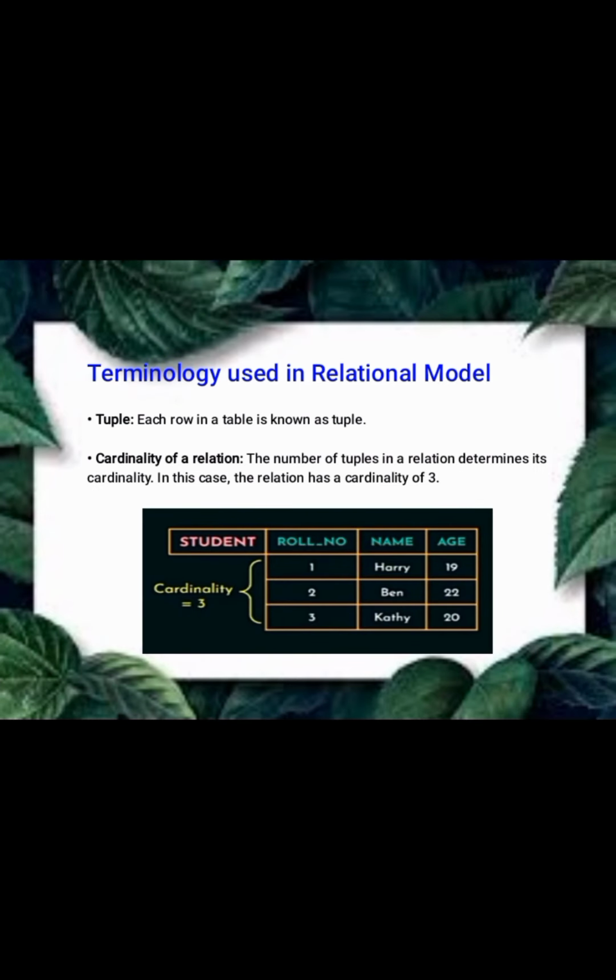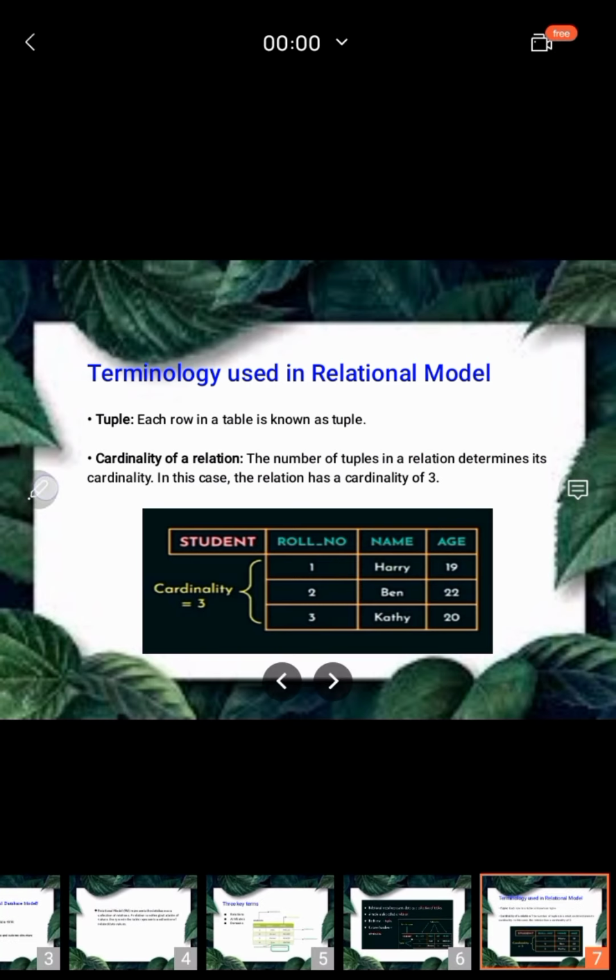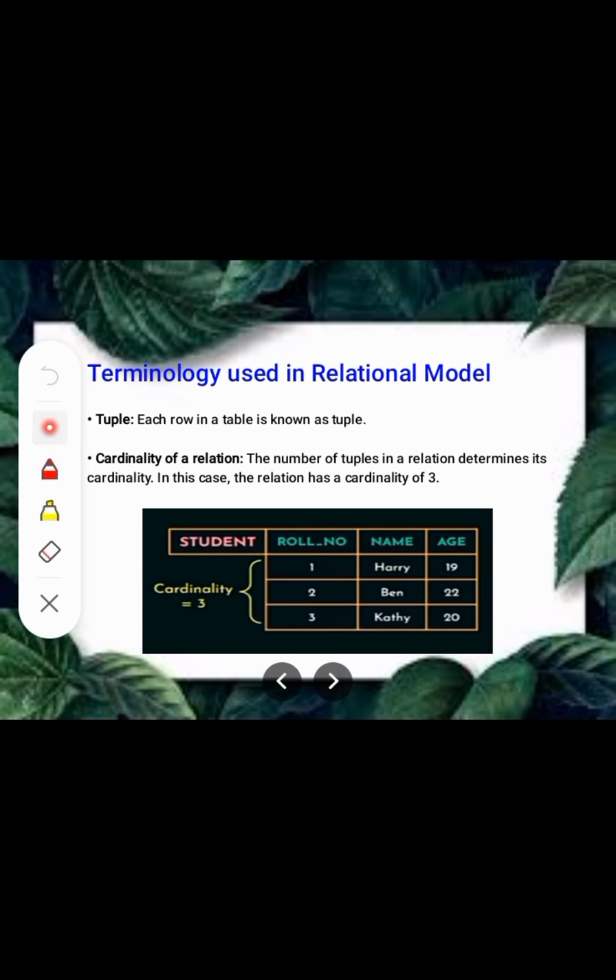So let's talk about the terminology used in a relational model. We have tuple. Each row in the table is known as a tuple. And the cardinality of a relation. The number of tuples in a relation determines its cardinality. In this case, the relation has a cardinality of 3. Because the number of tuples is 3. We have 3 tuples, and that's why we call it cardinality.